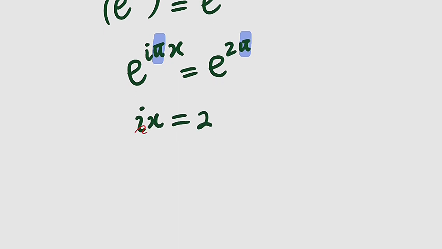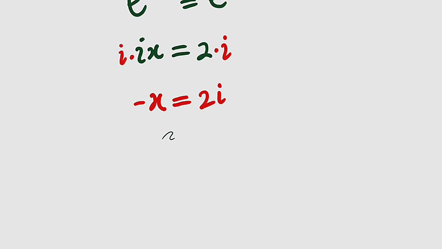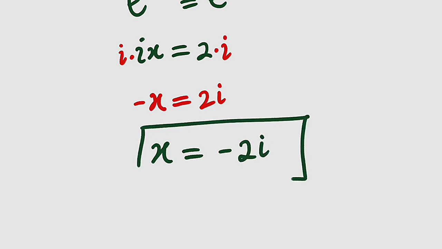And now let us multiply both sides by i, because i times i is negative 1. So negative 1 times x is negative x on the left, and this is equal to 2i. And lastly, we multiply both sides by negative 1. Hence, x equals negative 2i. And this is our solution.